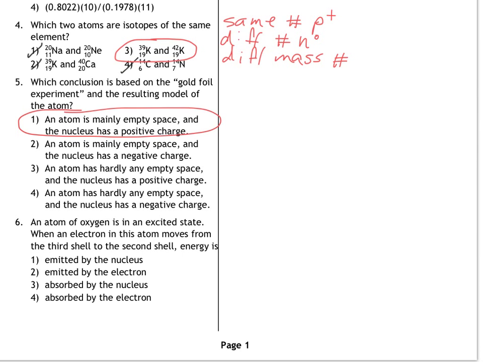So 6, an atom of oxygen is in an excited state. When an electron in this atom moves from the third shell to the second shell, energy is... Okay, so when you go from the third shell, which is higher, to the second shell of an atom, let's say you're an electron and you're making that trip, you will always release energy.